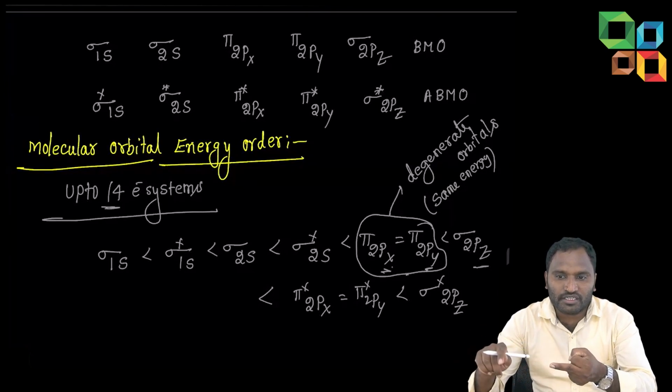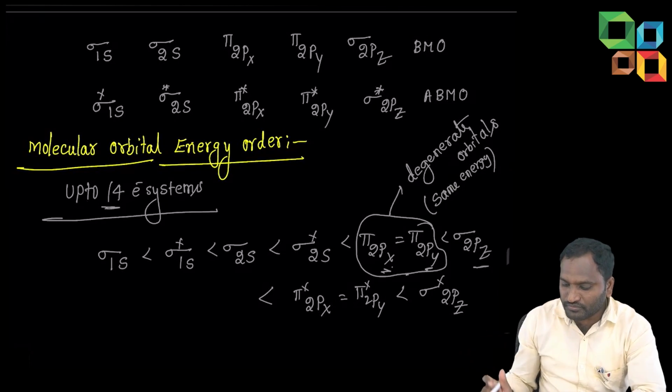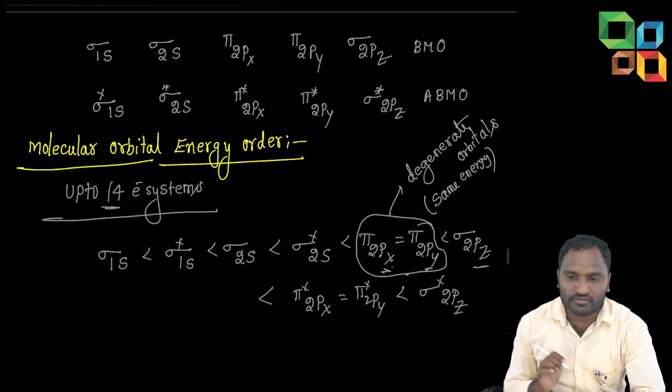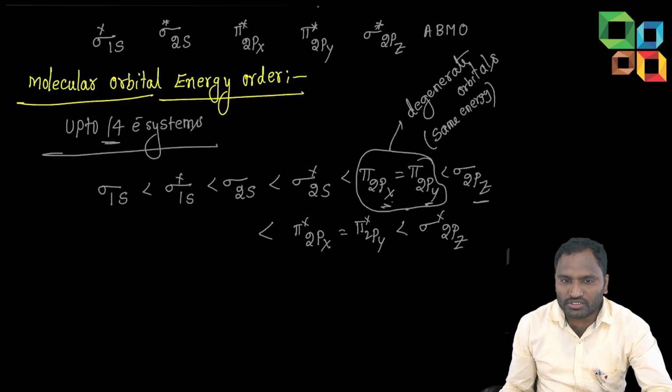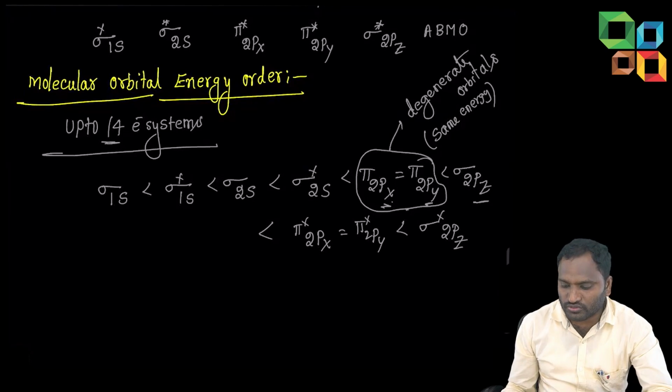Then x, y, z. Pi 2px is equal to pi 2py. X and y are equal. Then sigma 2pz. After writing, again you go for x star, y star, z star. That order you follow. Easy it is. And afterwards, I'll give one simple technique without using this. But theoretically, we have to learn, so I'm giving it.